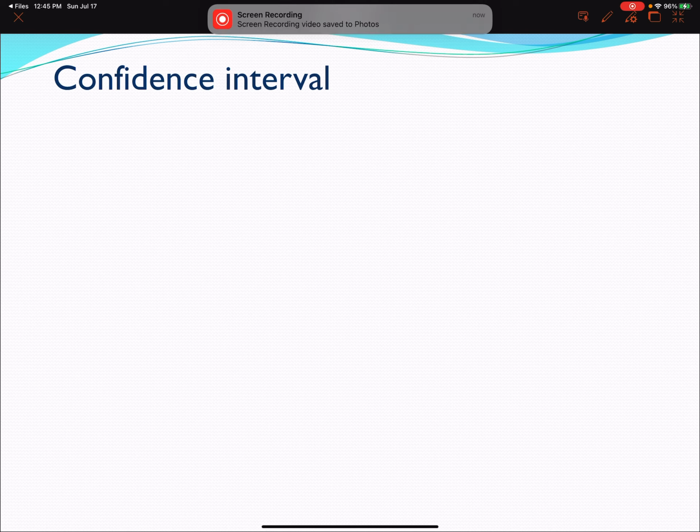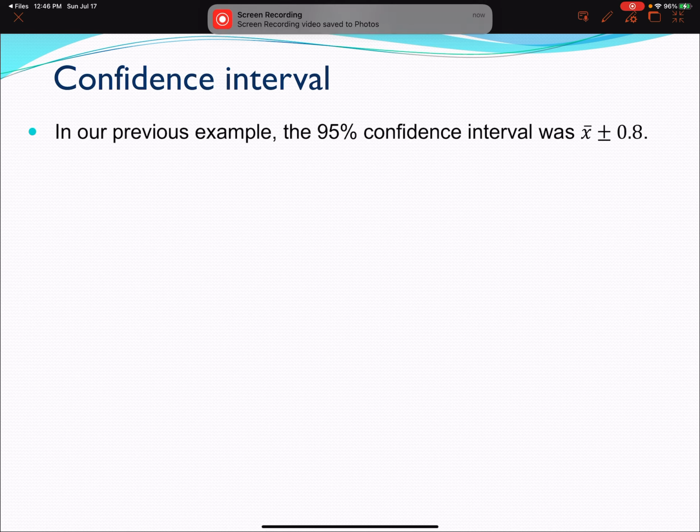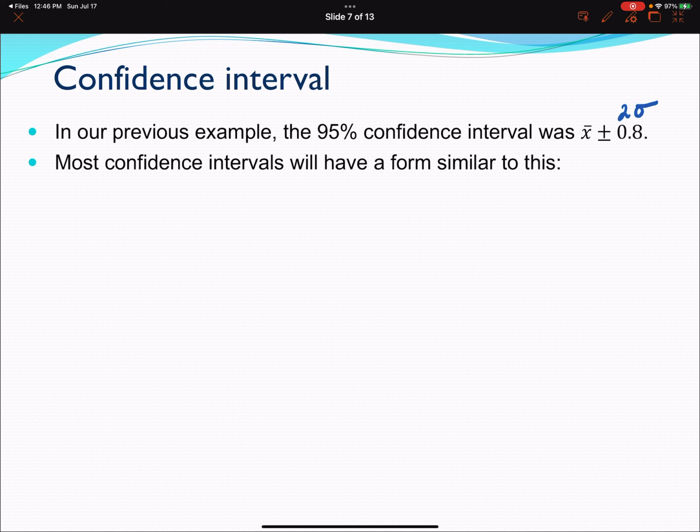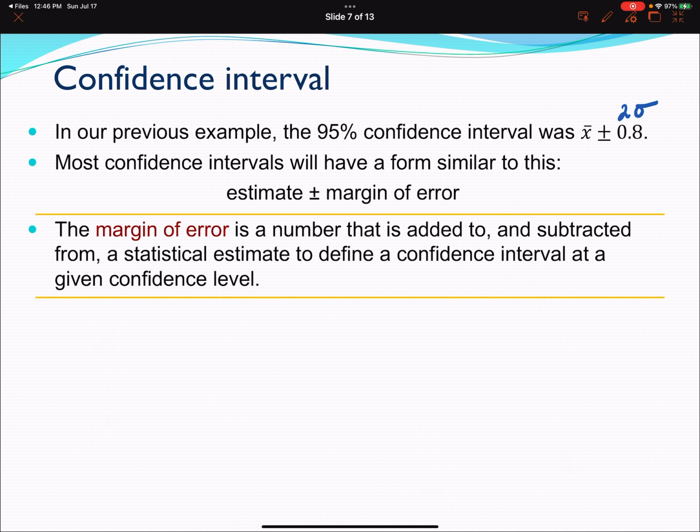So in the last video, we calculated what is known as a confidence interval. In our previous example, the 95% confidence interval was x bar plus or minus 0.8, which was 2 times our standard deviations. Most confidence intervals have a form similar to this. We've got our estimate plus or minus our margin of error. And the margin of error is a number that's added to and subtracted from a statistical estimate to define our confidence interval at a given confidence level.